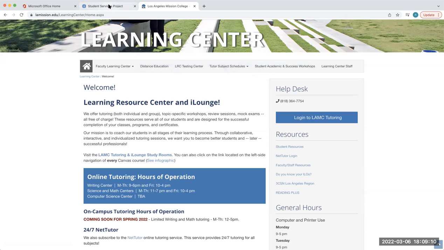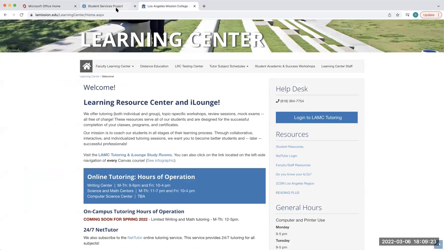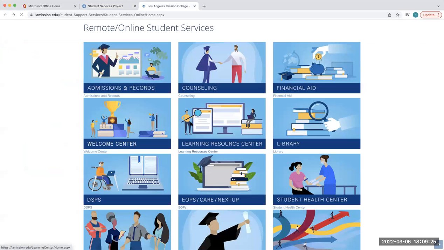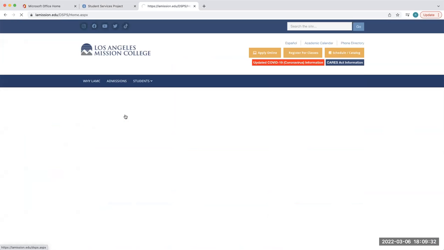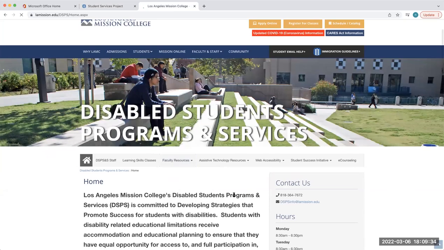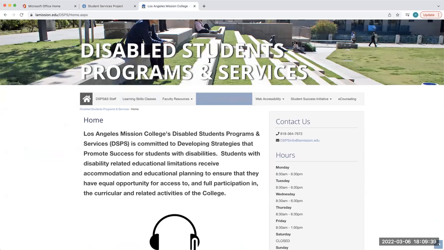So part of this project is for you to really look at what kind of student services are going to be the best support for you in your academic journey. So for some of us, we might really need the Learning Resource Center because we need help with tutoring. For some of us, we might need DSPS because that's going to be if you have any kind of disability, whether learning or physical or psychological, this is going to be your go-to service, right? They're going to help you find accommodations.